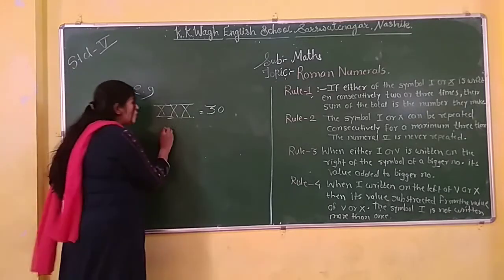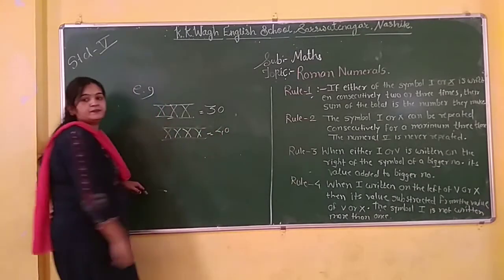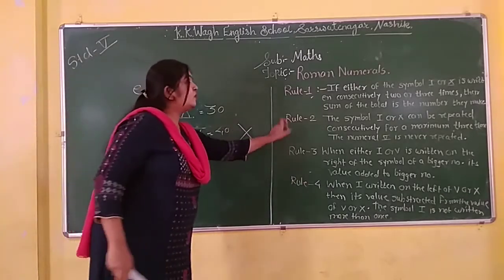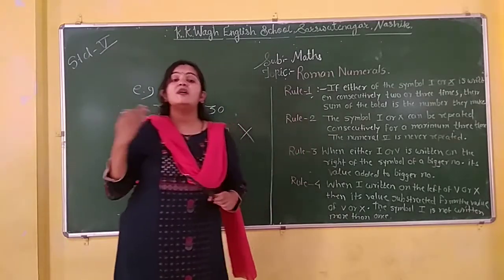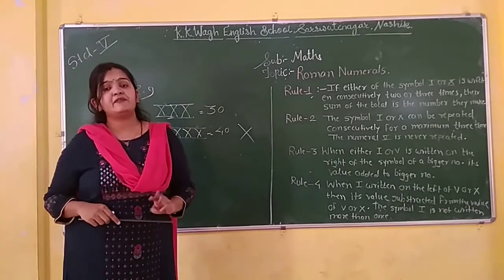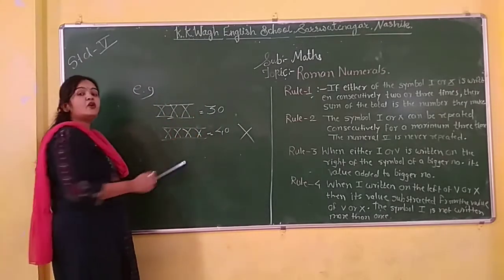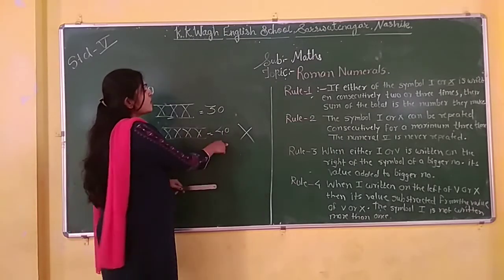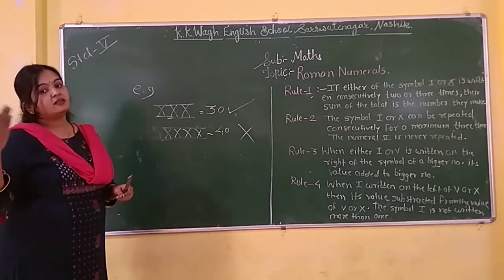You are thinking 10, 10, 10, which denotes the number 30. But if you want to write another X, can we write the number 40? No, it's totally wrong. Why is this wrong? Because of rule number 2. These symbols can be repeated consecutively only thrice, that means 3 times. So this is not the symbol for 40. 40 has another symbol, I will tell you after some time. This is the wrong method and this is the correct method, because these symbols can be repeated only 3 times.